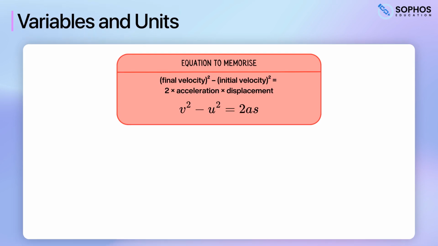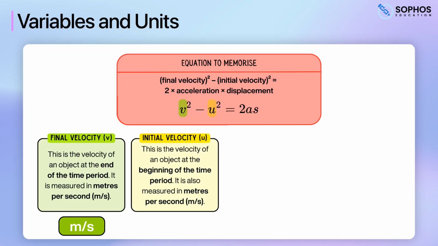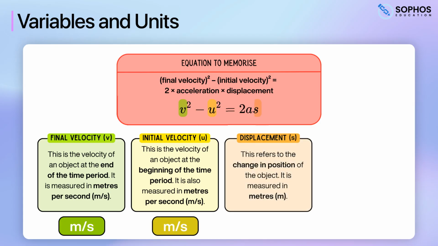Let's go through the variables in this equation and their units. Final velocity, v, is the velocity of an object at the end of the time period. It is measured in meters per second. Initial velocity, u, is the velocity of an object at the beginning of the time period. It is also measured in meters per second. Displacement, s, refers to the change in position of the object. It is measured in meters, m.